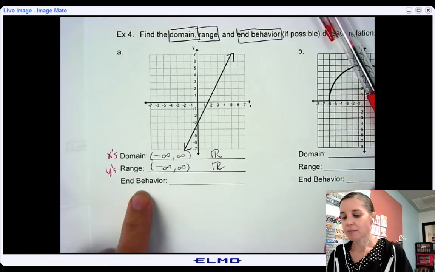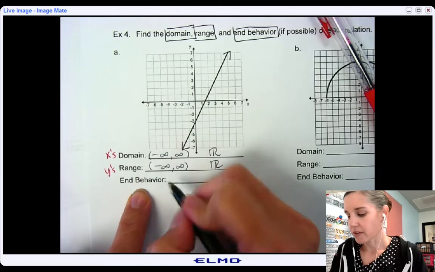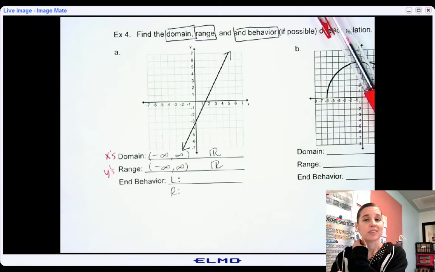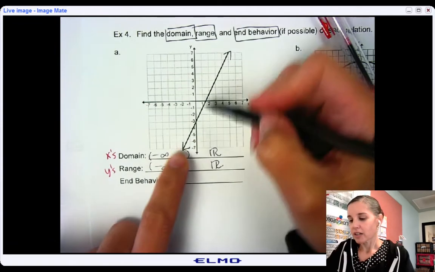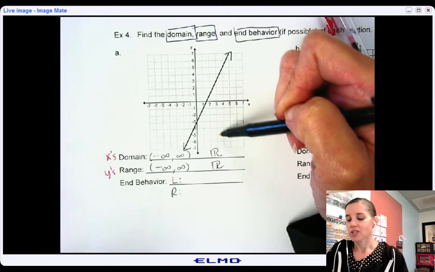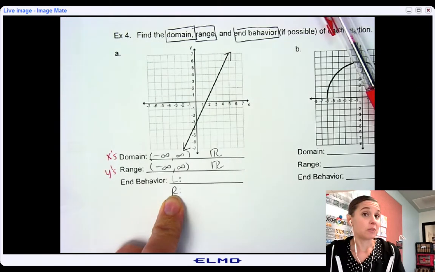Now when it comes to end behavior, you're going to have 2 end behaviors: a left and a right. But before I get to that, I have to check one thing. Is this a function? If I look at this, every time I draw a vertical line, it passes the vertical line test, so it is a function. So I will have a possibility of end behavior.